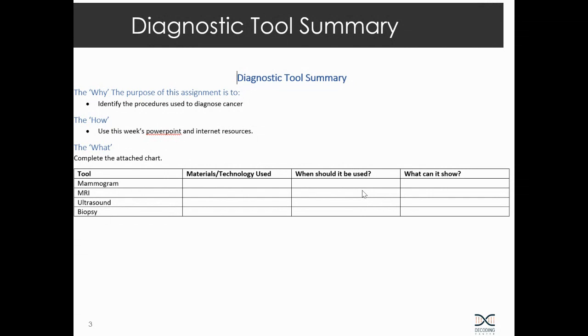The diagnostic tool summary is an assignment which allows you to identify the different procedures used to diagnose cancer. As you can see here, there are 4 listed: mammogram, MRI, ultrasound, and biopsy. To complete this assignment, use this week's PowerPoint, and you can also use internet resources to research the different diagnostic tools. For each one, identify what materials or technology is used, when should it be used, and what can it show. And for when should it be used, you can talk about routine exams, at what age should this be started, or you can talk about when something does show up, when is this tool used.